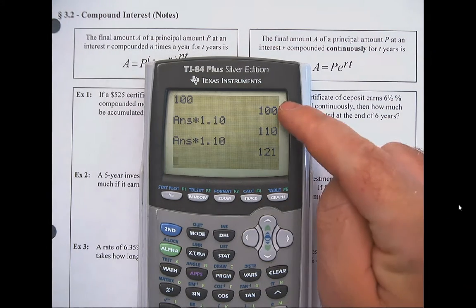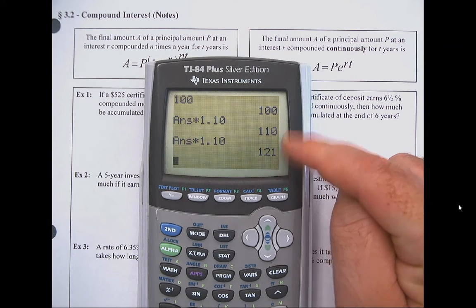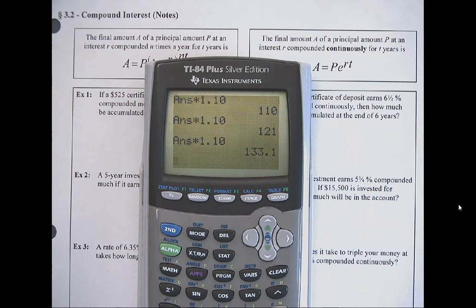So notice this month it grew by $10. This month grew by $11. That's because I have more money in the bank. And if I leave it in there, that amount of money will continue to grow more and more. This month it grew 12. This month it grew 13.41. It grows. And the longer you leave it in, let's take it for a couple years.